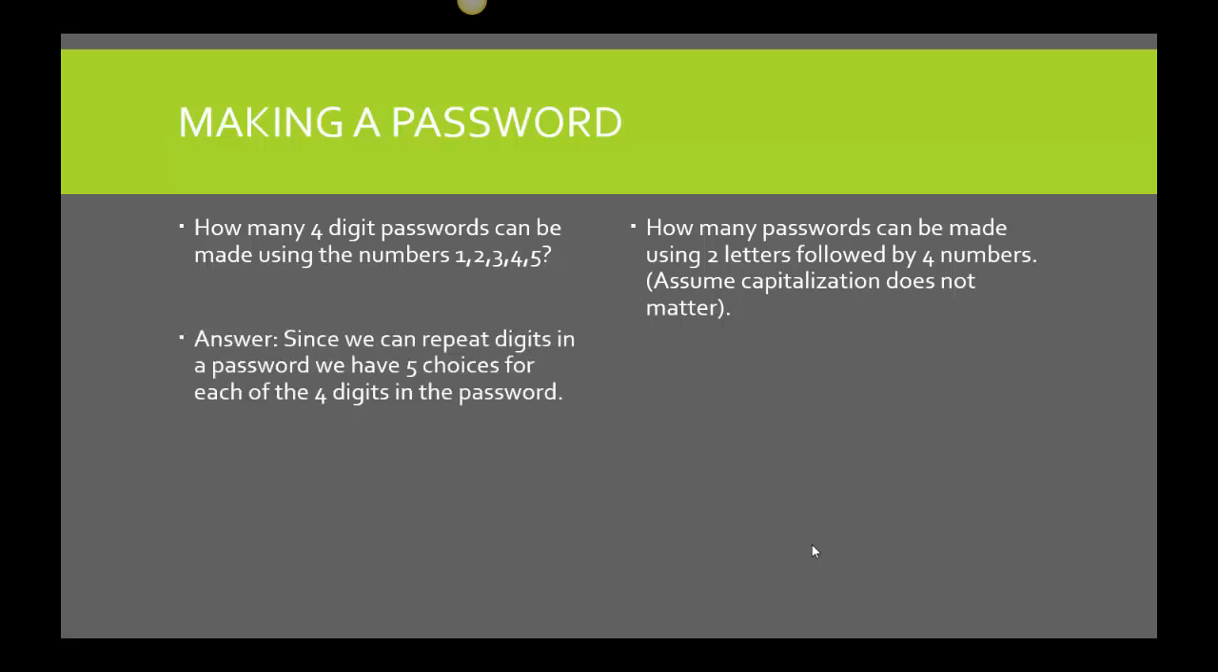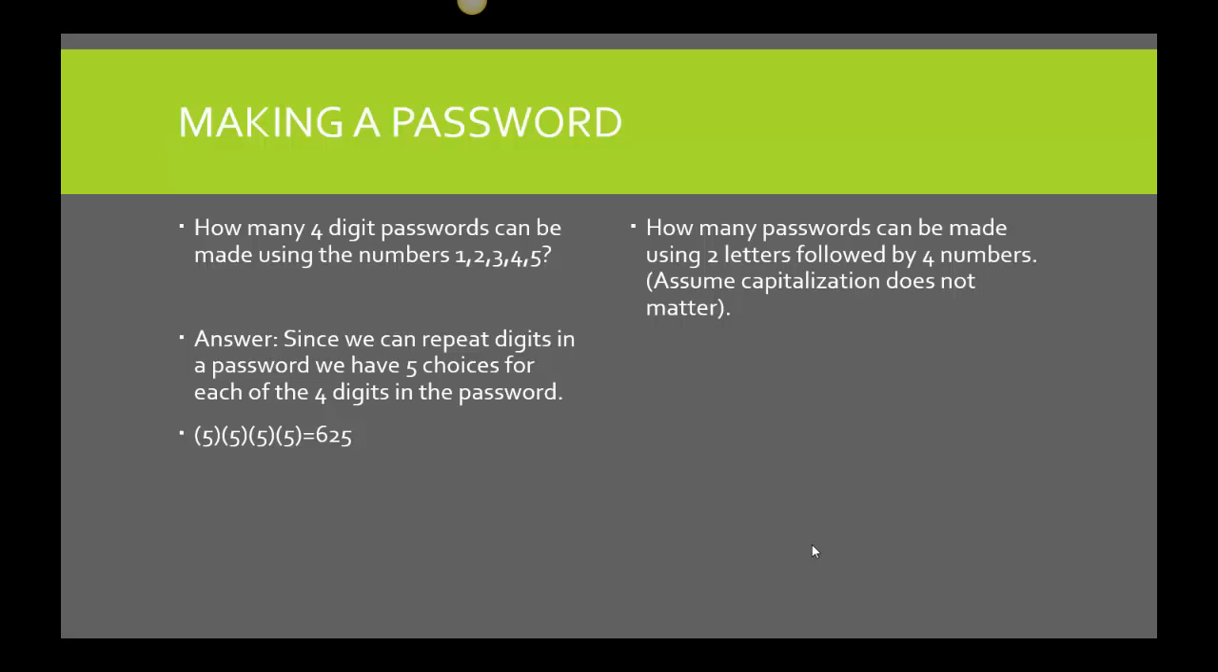So how many ways can we do that? Since we can repeat digits in a password, we have 5 choices for each of the 4 digits. This means I have 5 choices for the first, 5 for the second, 5 for the third, 5 for the fourth, which gives me 625 choices.